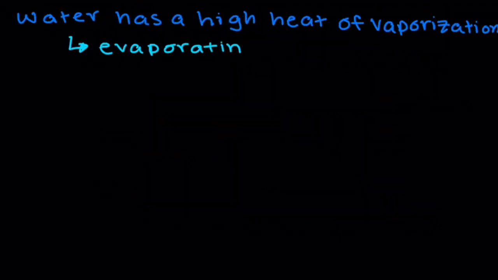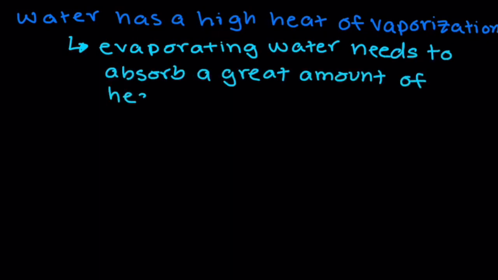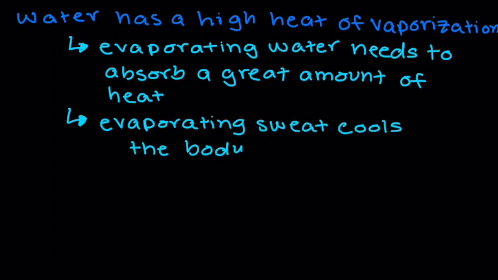So now let's talk about how water has a high heat of vaporization. This means that evaporating water needs to absorb a great amount of heat. And this is also why evaporating sweat cools the body. This is because when we sweat, the water molecules on our body absorb heat from our body. So when they finally evaporate, all that heat is leaving our body. So let's move on to our next topic.